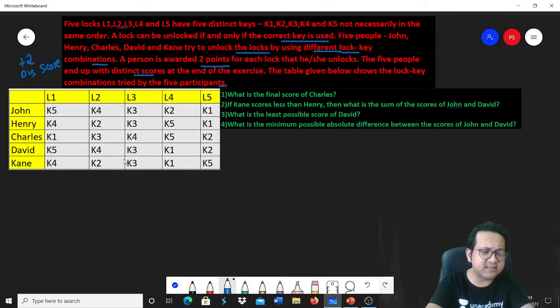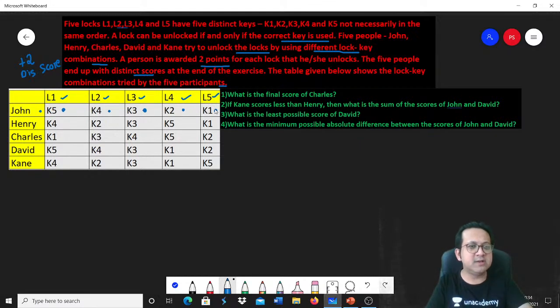So let's try to understand the table. For lock 1, can you see the rows? L1, L2, L3, L4 and L5. There are 5 locks. For these 5 locks, what were the combinations that John tried? So for lock 1, John tried the key K5. For lock 2, John tried the key K4. For lock 3, John tried the key K3. Lock 4, K2, lock 5, K1 and so on. Similarly, let's say another person, David. For lock 1, he used the key K5. For lock 2, he used the key K4 and so on.